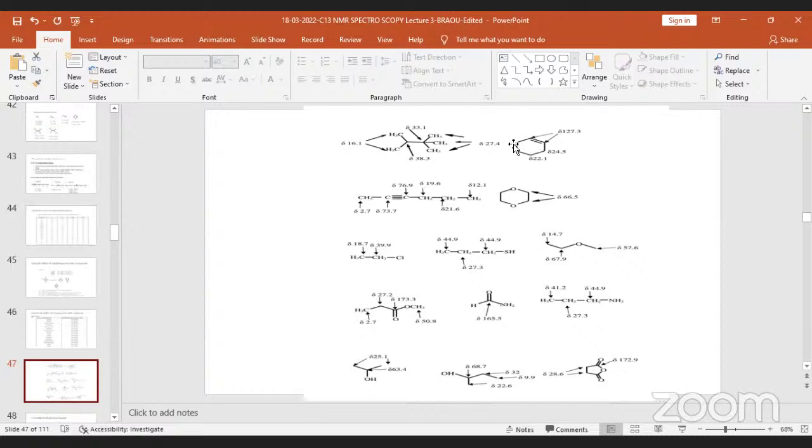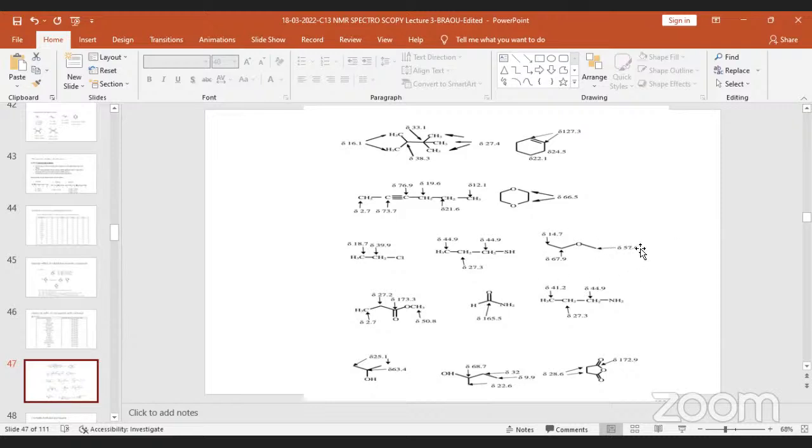Why I am giving you this is whenever you see a molecule, you should be able to assign the chemical shifts. Chemical shifts are given and the structure is given. You should be able to assign various chemical shifts to various carbons of that molecule. That is very important. That is why these values are given. So sometimes methyl ethyl ether, only values will be given.